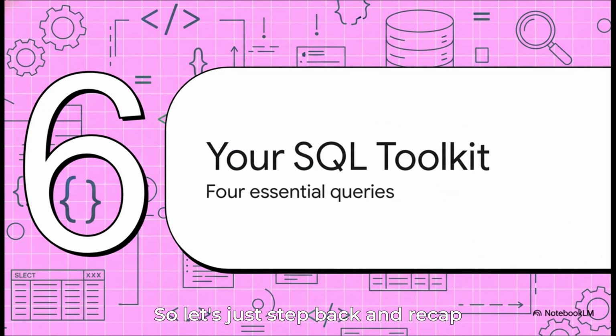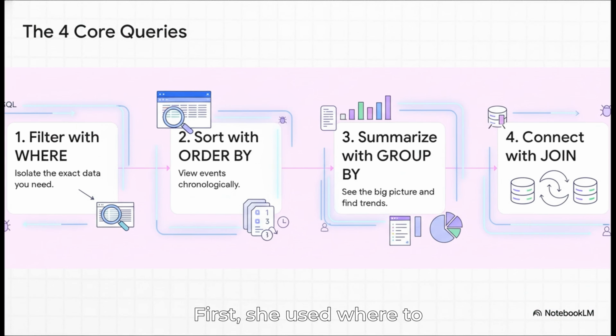So let's just step back and recap the powerful toolkit Alex used. I mean, she went from a totally vague ticket to a detailed incident report in just a few minutes. It's pretty amazing. First, she used where to filter and find the user. Second, she used order by to sort their recent activity and spot the error. Third, she used group by to summarize the scope of the problem. And finally, she used join to connect user data with event data to see the business impact. Filter, sort, summarize, connect. That's your toolkit.